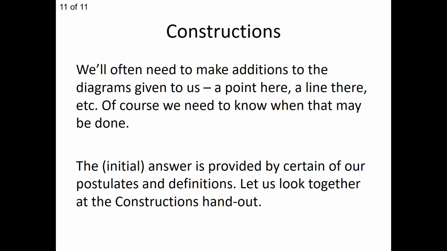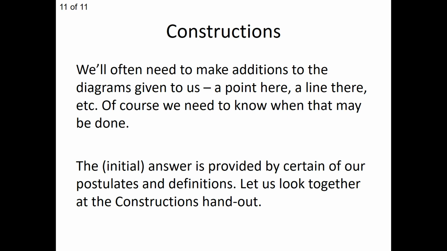You'll also see on the construction page that you are allowed to duplicate segment measures. You're allowed to duplicate angle measures. Why? Because we have the ruler and protractor postulate. I know that I can measure a segment and duplicate the measure of that segment in another part of my diagram because of the ruler postulate. The same goes for the protractor postulate with angles.